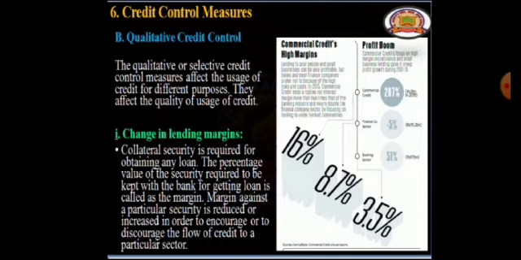But what exactly is margin? Margin is nothing but the percentage value of collateral security you are required to keep in the bank for getting any part of a loan. And here, to control the problem of inflation, banks change the lending margin against a particular security, in order to encourage or to discourage the flow of credit.